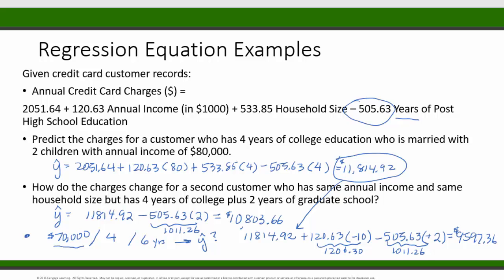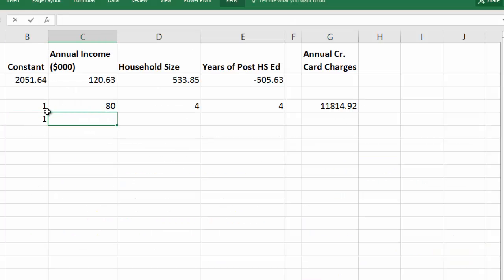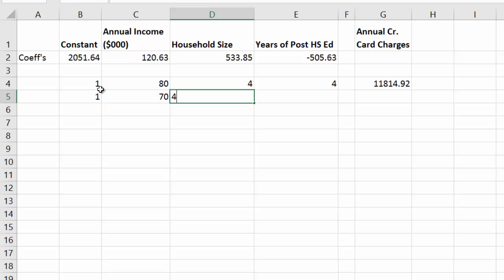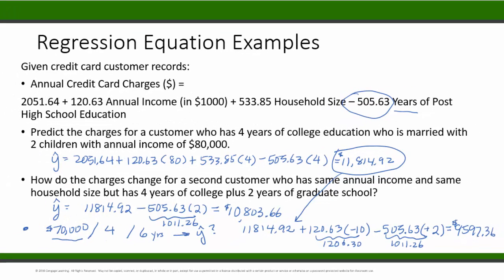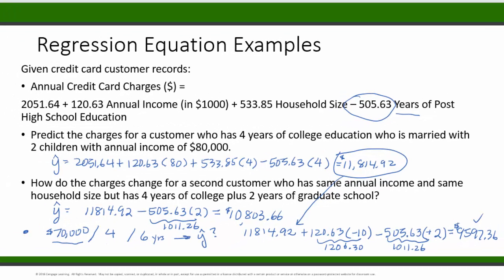Well, we could check this also by plugging numbers into Excel. $70,000 for the annual income, 4 people in the household, and 6 years of post-high school education. And copy down this formula, 9597.36, and that is correct. Now that we have had some practice in interpreting the regression coefficients, we'll go back to the Butler example.